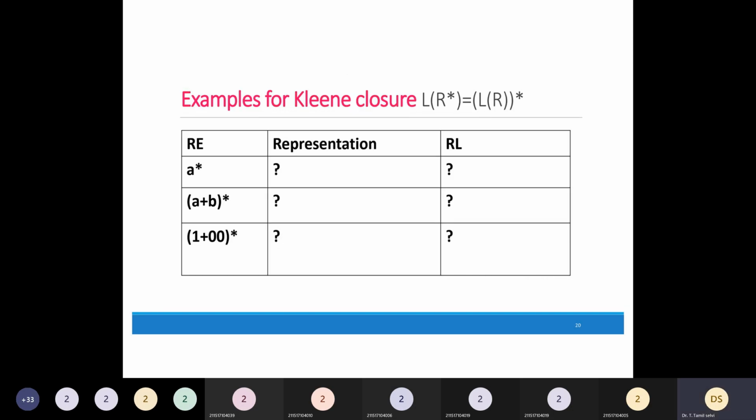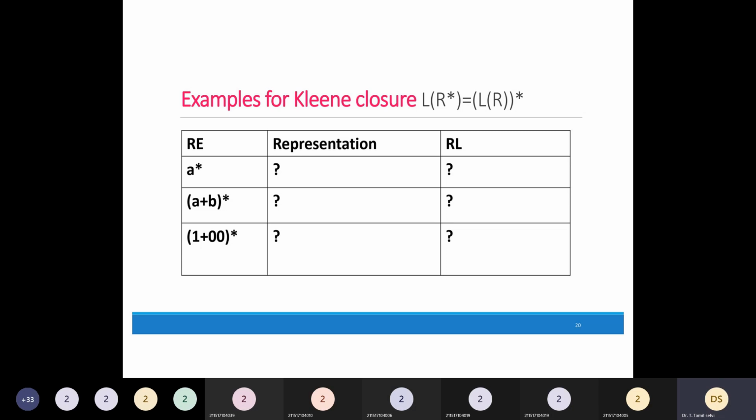And then this is the closure operator. A star means it is a combination of all combinations of the alphabet A. That is, you can write a power 0, a power 1, a power 2, a power 3, etc., up to a power n. So finally you have to write the regular language L of a whole star. That is the regular expression for the given regular language for the regular expression a star.